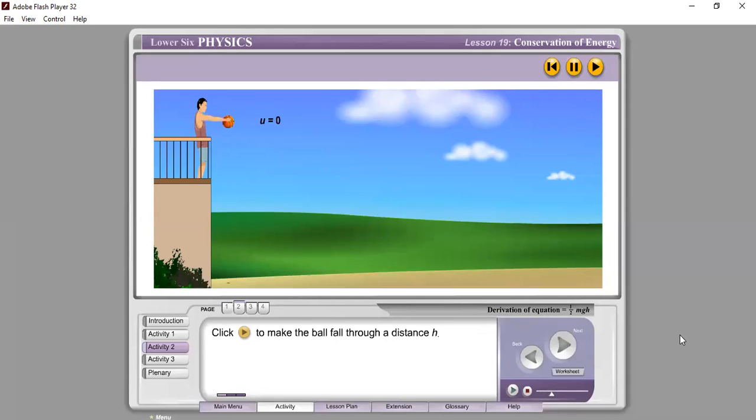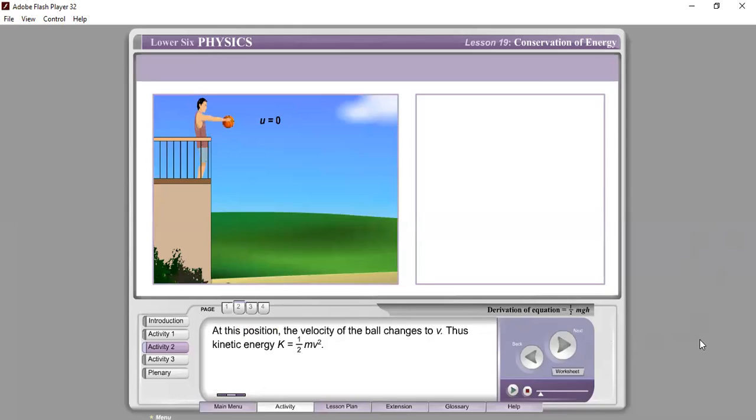Click the play button to make the ball fall through a distance h. At this position, the velocity of the ball changes to v. Thus, kinetic energy, K, equals half mv squared. After falling a distance of h, kinetic energy of the ball, K, equals half mv squared.